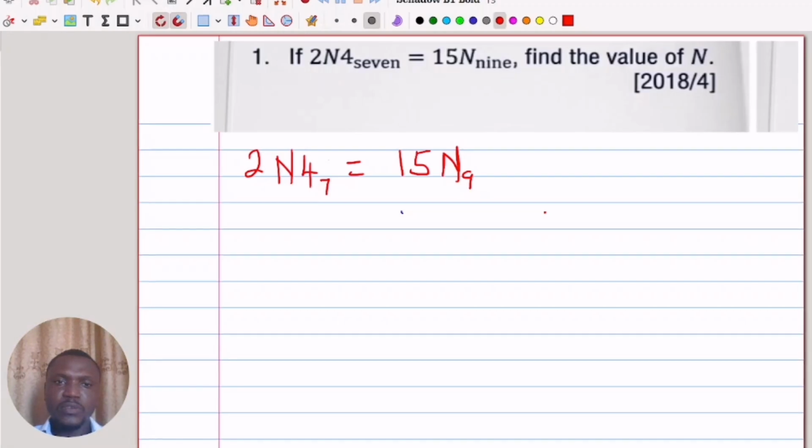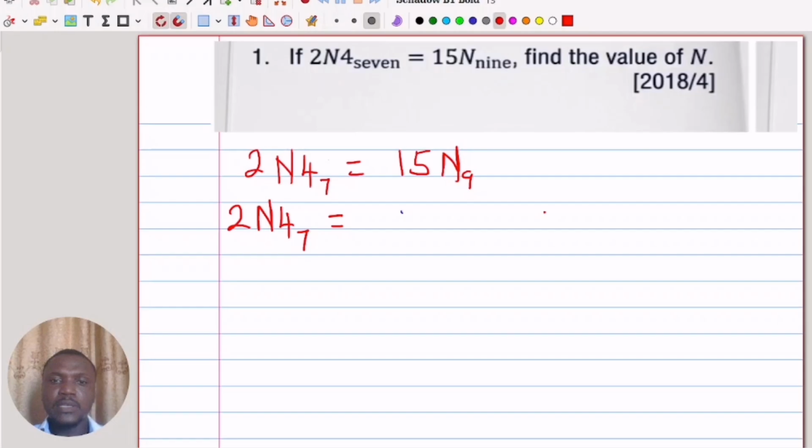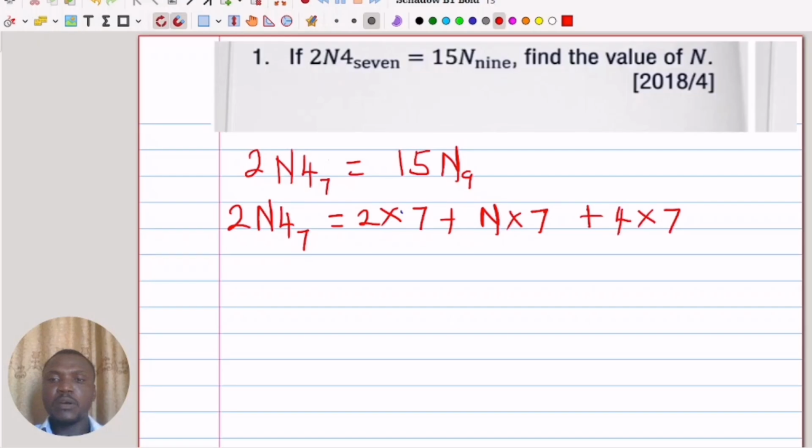I'm going to take them one after the other. I'm going to write 2n4 base 7, and change it to base 10. We're going to use each of the digits in 2n4 and multiply by the base. So we're going to have 2 times 7, plus n times 7, plus 4 times 7. After that, we go to the powers, or the exponents.